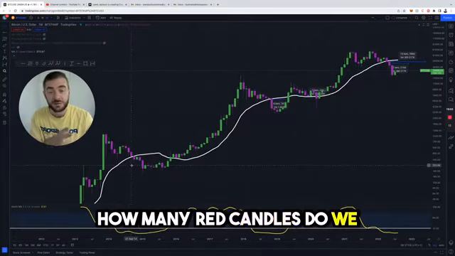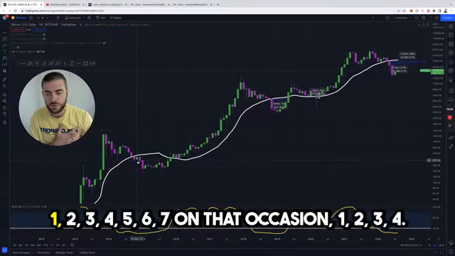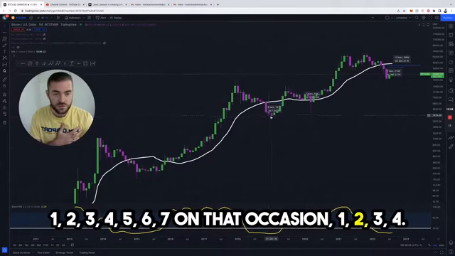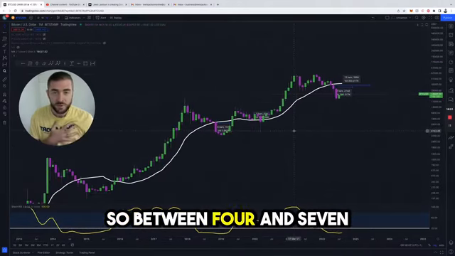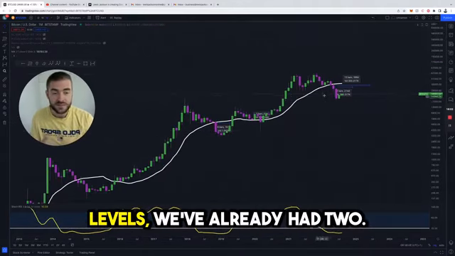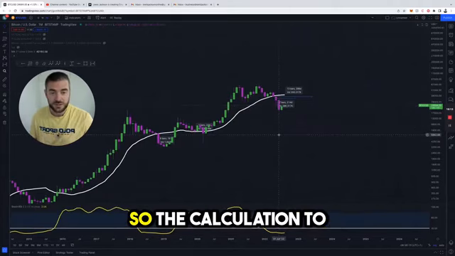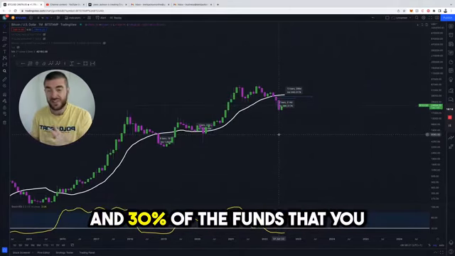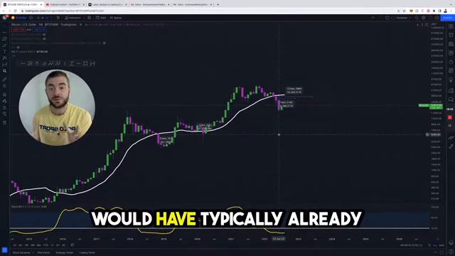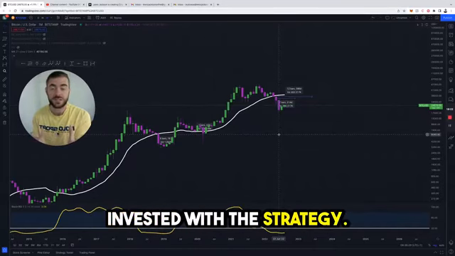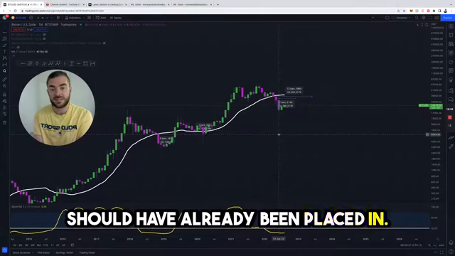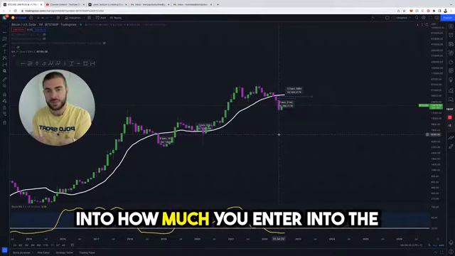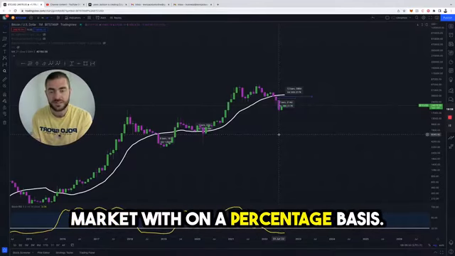How many red candles do we typically see below this line? 1, 2, 3, 4, 5, 6, 7 on that occasion. 1, 2, 3, 4. So between 4 and 7 candles we see down at these levels. We've already had 2. And so the calculation to do here is between 50% and 30% of the funds that you would have typically already invested with this strategy should have already been placed in. So you have to incorporate that into how much you enter into the market with on a percentage basis.